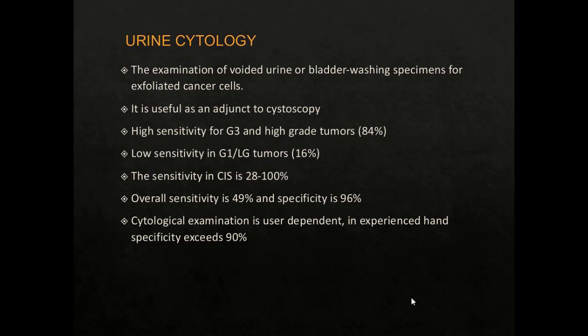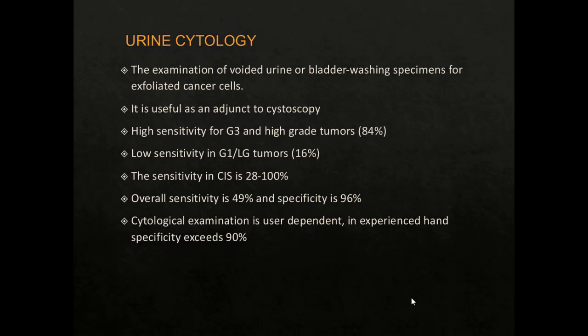Coming on to urine cytology, it is a technique which was introduced by Papanicolaou in 1945. It is based on the idea that any abnormal cell or tumor cell, you examine under the microscope. The examination of voided urine or bladder washing specimens for exfoliated cancer cells is useful as an adjunct to cystoscopy, almost reaching a sensitivity of 100% when you combine urine cytology with cystoscopy.